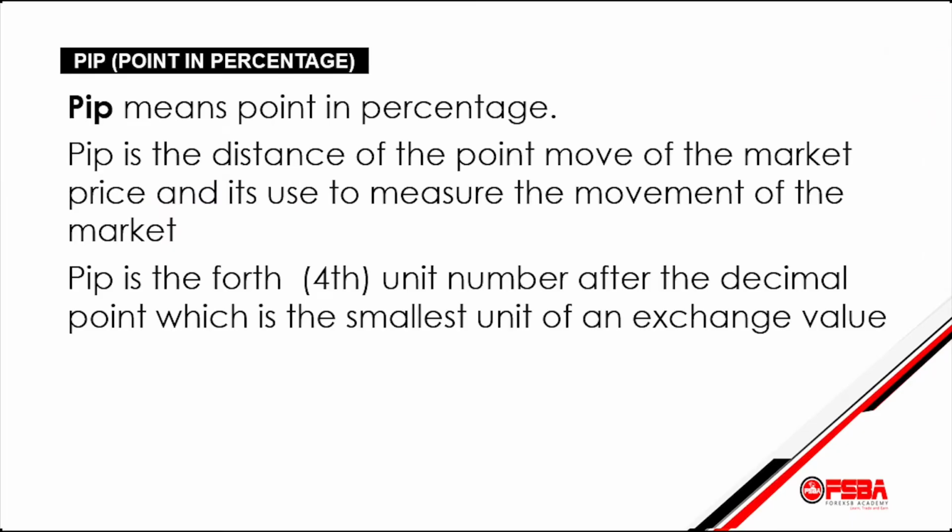PIP, point in percentage. The full meaning of PIP is point in percentage. So PIP means point in percentage. PIP is the distance of the price move of the market price, and it is used to measure the movement of the market. PIP is the 4th unit number after the decimal point, which is the smallest unit of an exchange value.